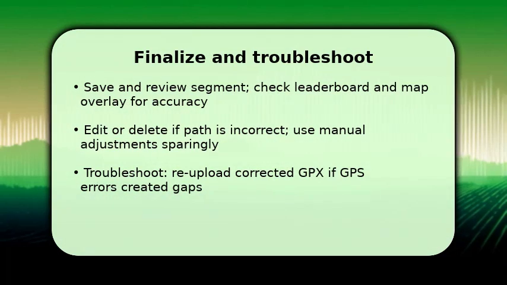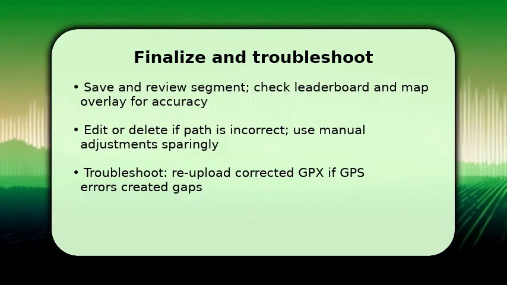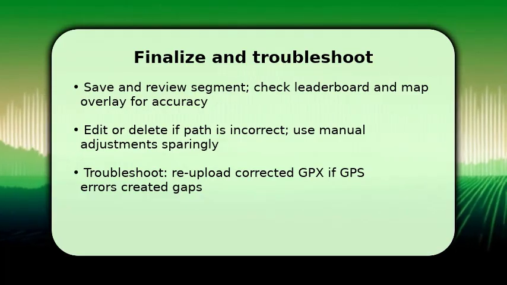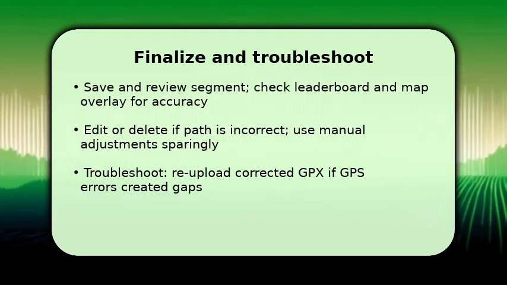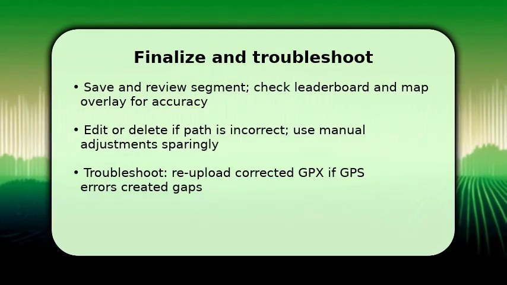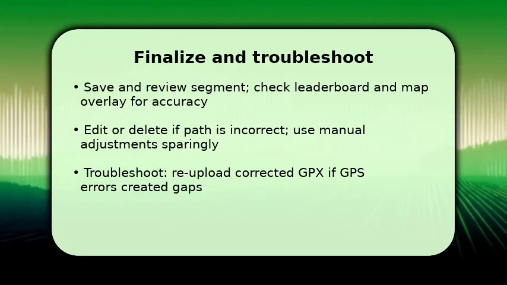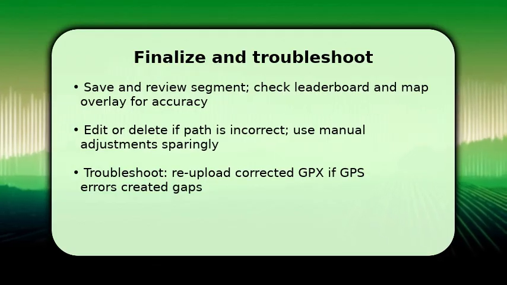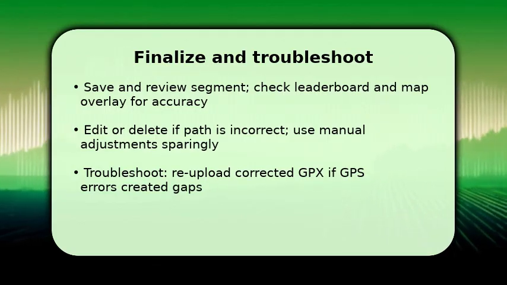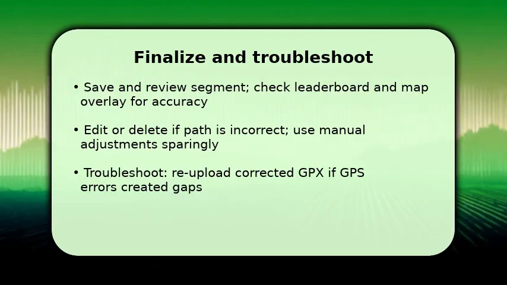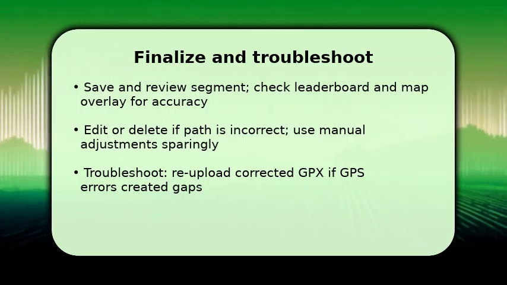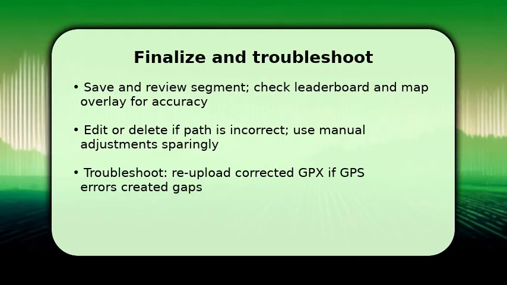Check the leaderboard and the route overlay to confirm the path matches what you intended. If the GPS trace is messy or the start/end are off, edit the segment immediately or delete and recreate it using a cleaner activity. If needed, export, correct, and re-upload a GPX to replace errors, because precise GPS fixes make segments fair and repeatable. Keep one key tip.